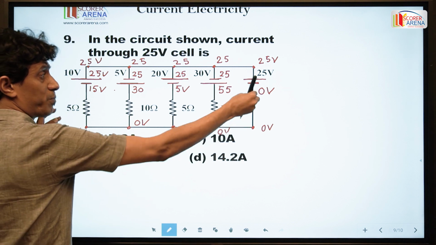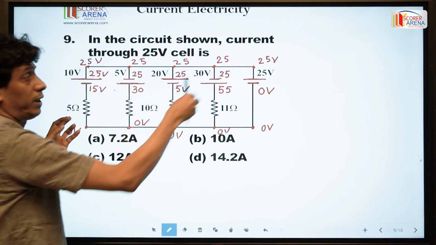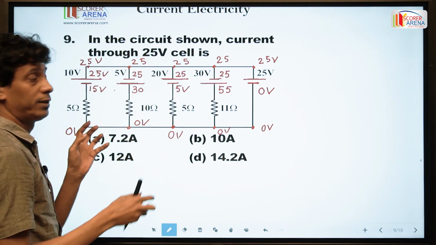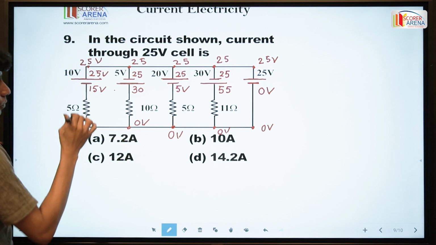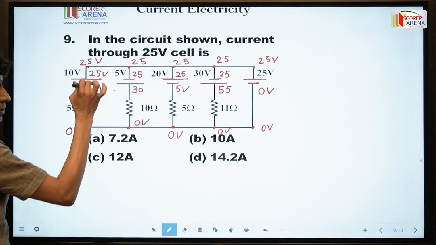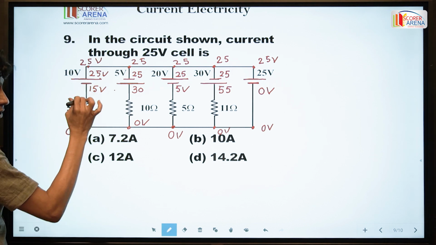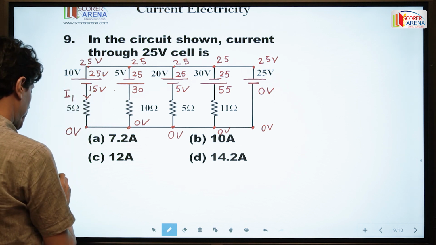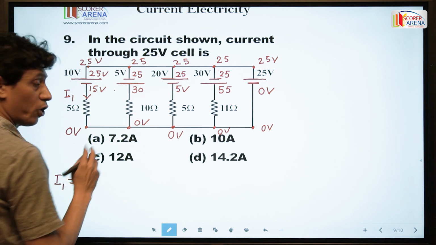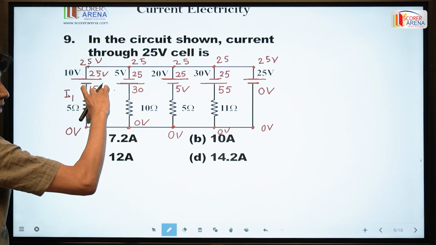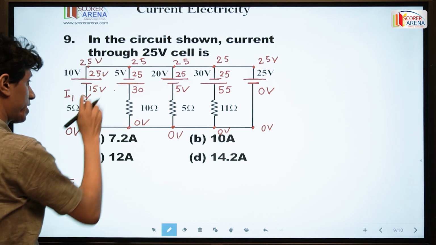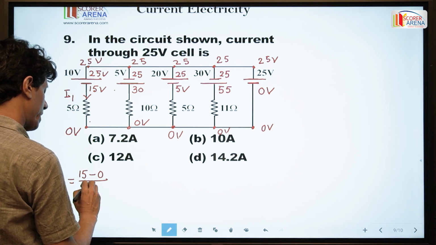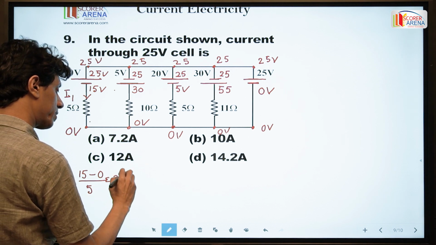So taking the reference potential 0, I have calibrated all the node potentials here. Simple. The potential across this resistance is 15 volt and 0 volt. So the current through this branch, let us say I1, from Ohm's law: the potential difference across the conductor divided by the resistance. The potential difference is 15 minus 0, divided by 5. So this is 3 ampere.